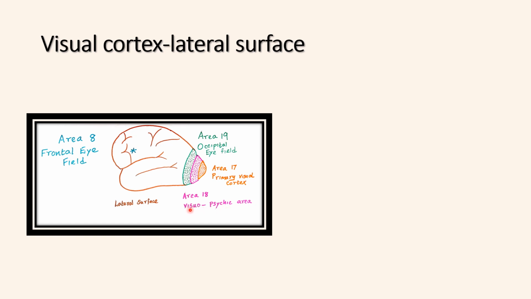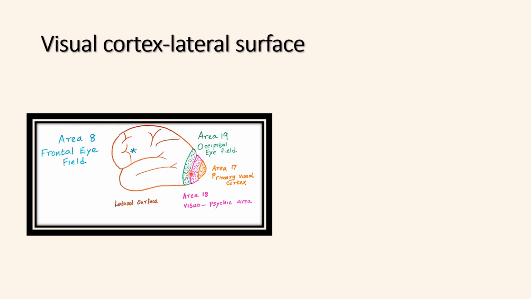The visuopsychic area is important for the interpretation and integration of light impulses related to past experience, like stereognosis, the ability to identify an object by past experience. Here also, the ability to identify the type of light object by past experience is done by the visuopsychic area. Area 19 is the occipital eye field.